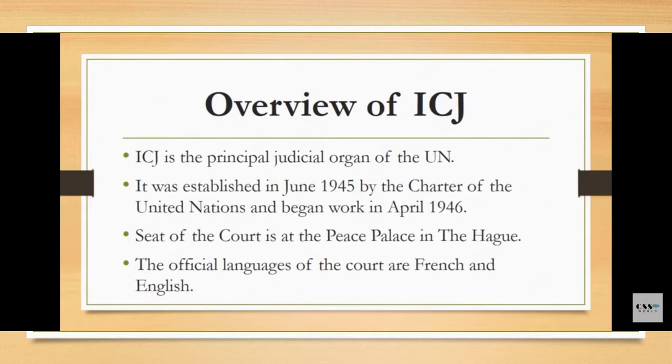The International Court of Justice was established in June 1945 by the Charter of the United Nations, and it started working in April 1946. The seat of the court is the Peace Palace in the Hague. The official languages of the court are French and English.